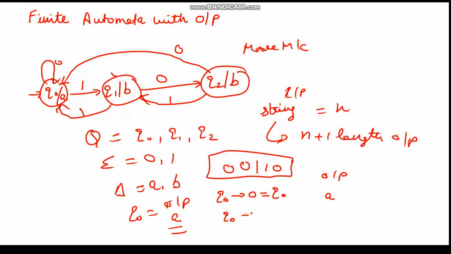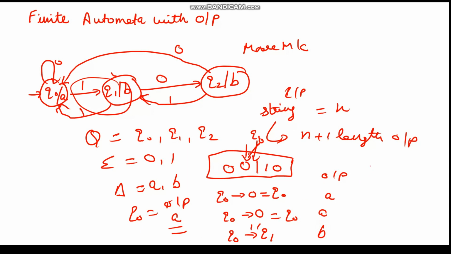Now at Q0, what is the next symbol? The next symbol is 0. So I will pass 0, I will remain at Q0, and the output for Q0 is A in this case. So here I will get A only. Then again I am at Q0, and I will pass the input symbol 1. With 1, where can I go? I can go to Q1. So my next state changes to Q1 with 1, and the output for Q1 is B.